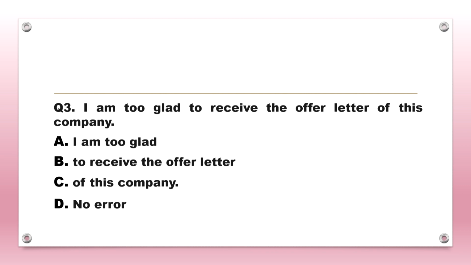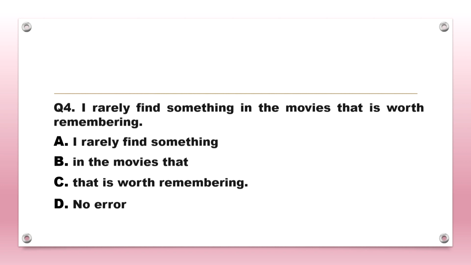Let us discuss. I am too glad to receive the offer letter of this company. The error lies in option A. Too is never used with words like happy, glad, healthy and so on. We just did this rule in the previous lecture. Hence, we will replace too with very. The correct sentence is I am very glad to receive the offer letter of this company. Solve this.